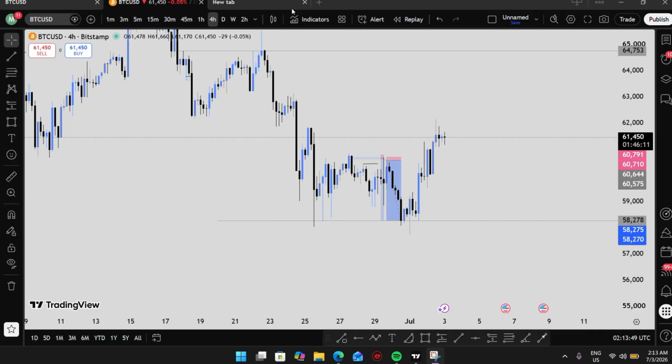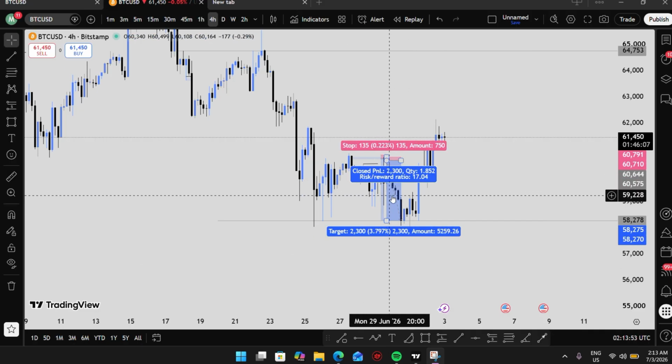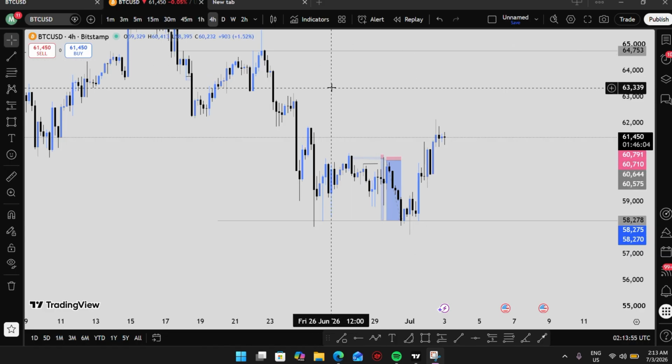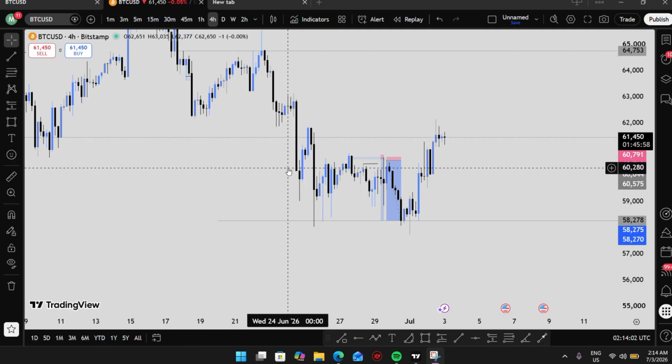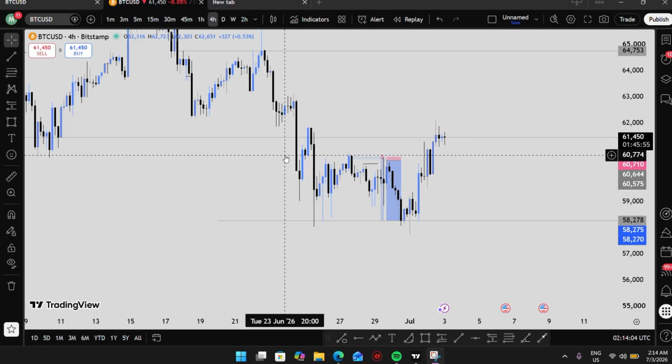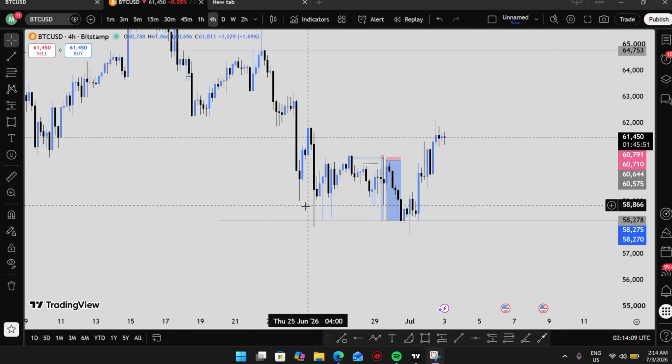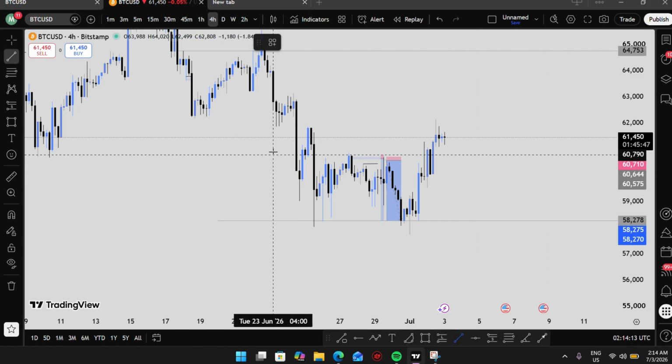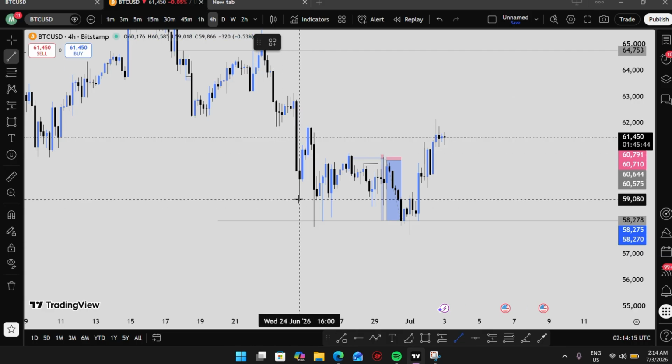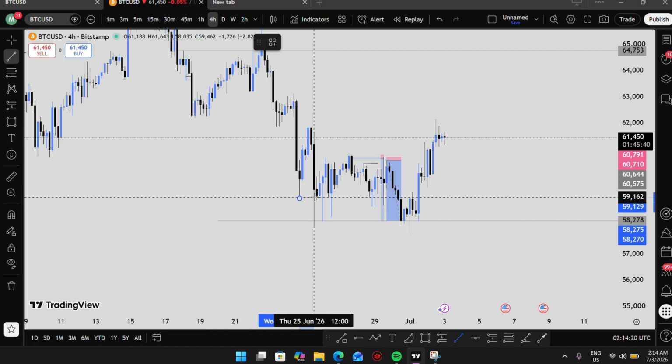Within this week, I caught this sell setup on BTC. BTC is on a downtrend, so what did I do? On my 4 hour, I saw that BTC broke this level here. There's a clear break of structure to the downside.